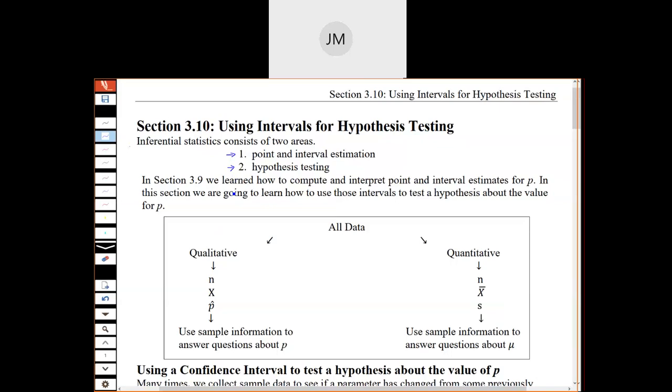Okay, so in section 3.9, we learned how to compute and interpret point and interval estimates for a population proportion P. So in this section, we're going to use those intervals to test a hypothesis about the value for P. So we're going to get a little bit more practice with computing confidence intervals, and then we're going to go one step further and use that confidence interval to answer a question.